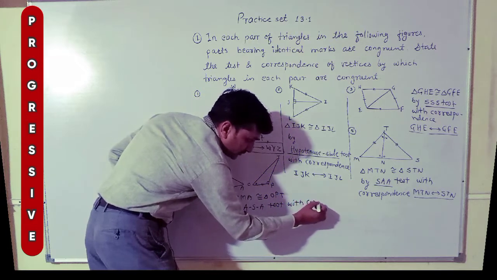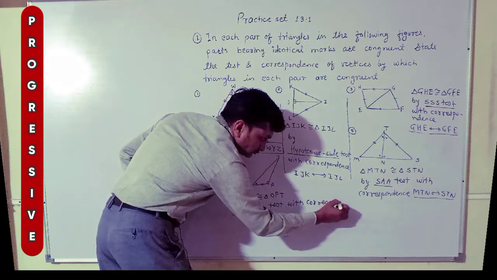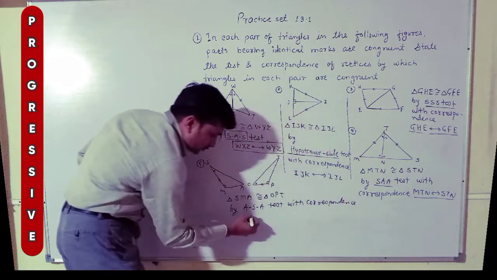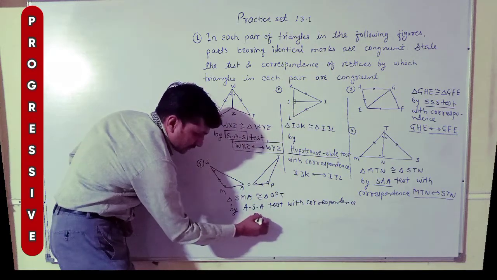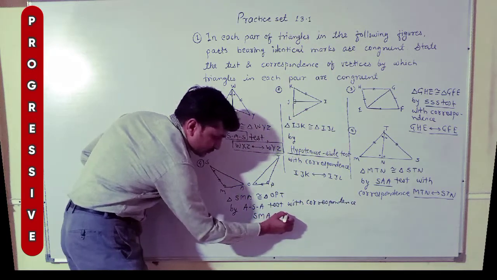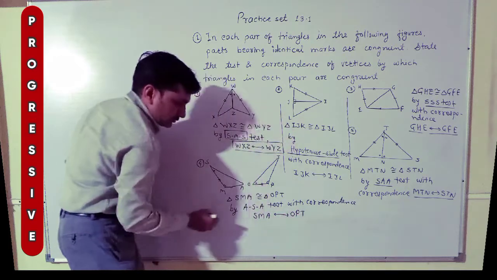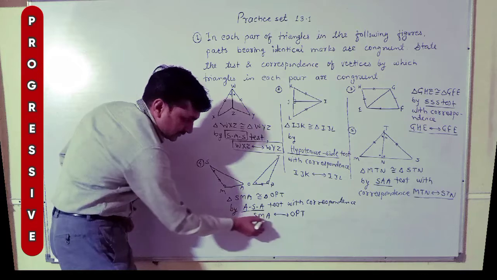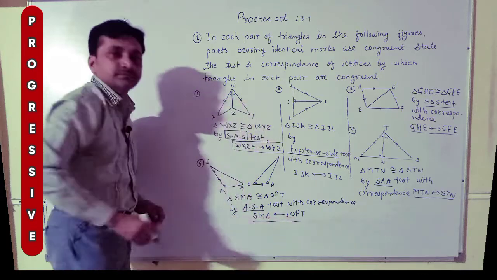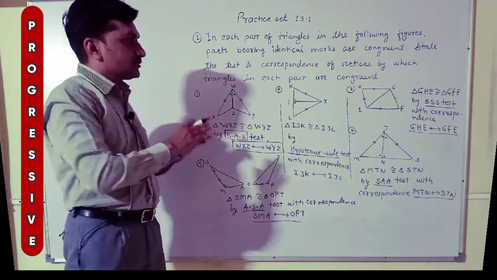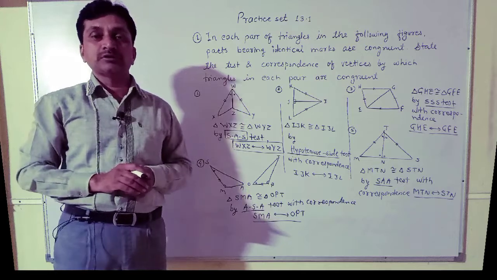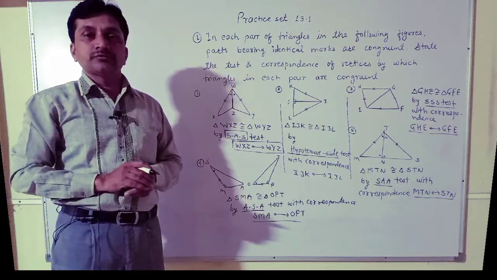With correspondence. Now correspondence of vertices, SMA corresponds to OPT. Now this is the test ASA and this is correspondence. Now in this way, this practice set that was based on test we have completed.